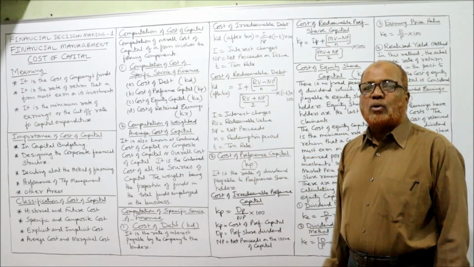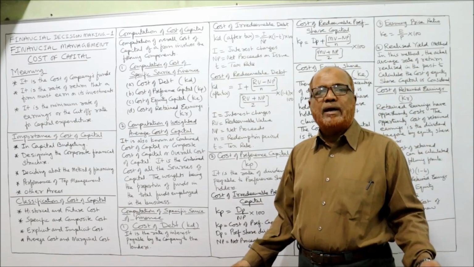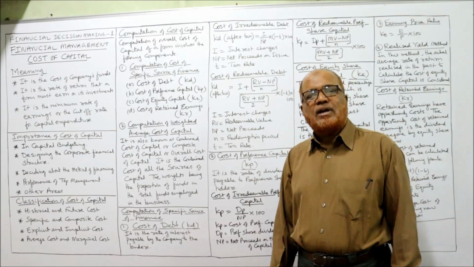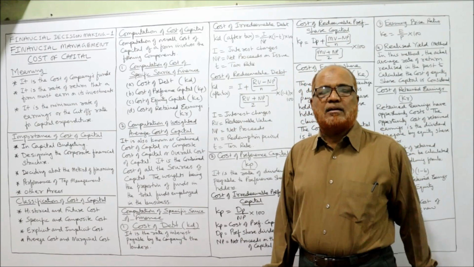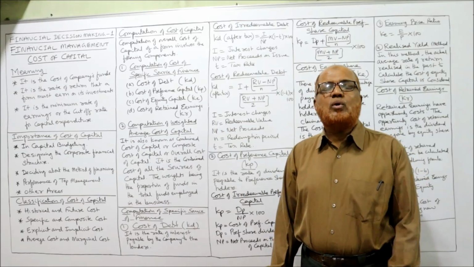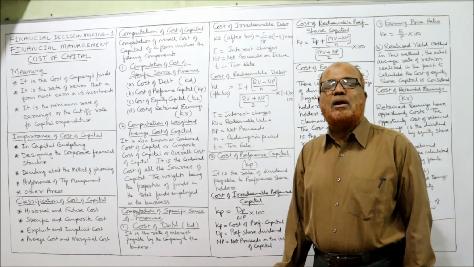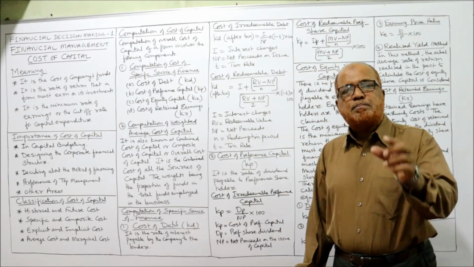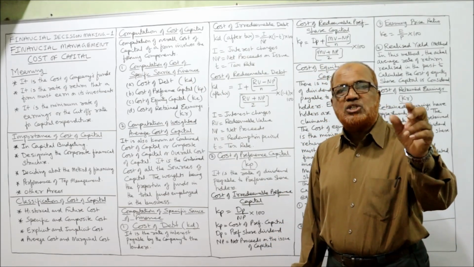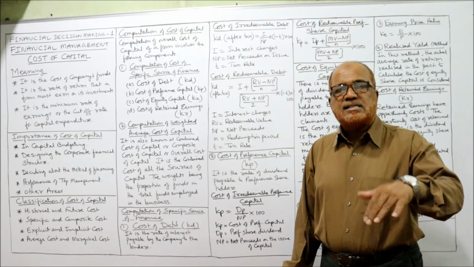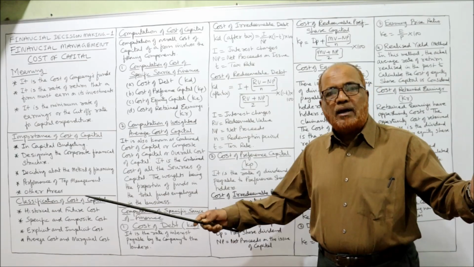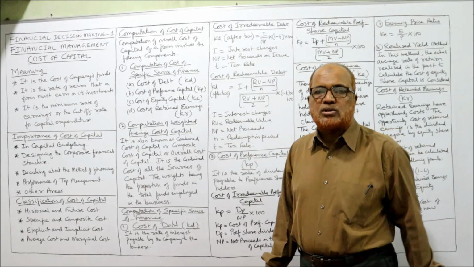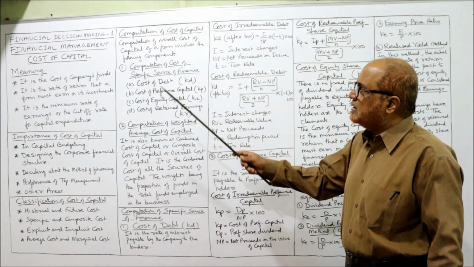Now, computation of cost of capital. How do we compute the cost of capital? For computing the cost of capital, two stages are there. The first stage, we have to compute the individual cost of each source of fund. We have to calculate specific cost of each source of fund. And secondly, we have to combine all the individual cost and calculate the average cost. So two different stages are there.